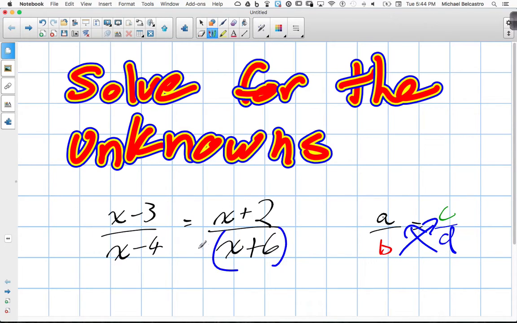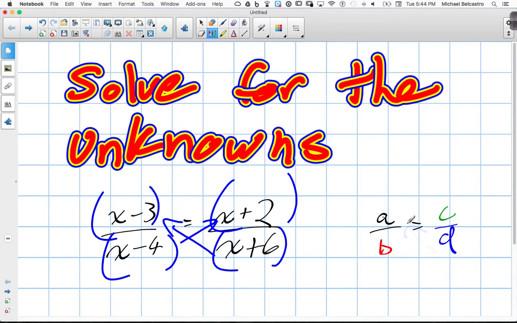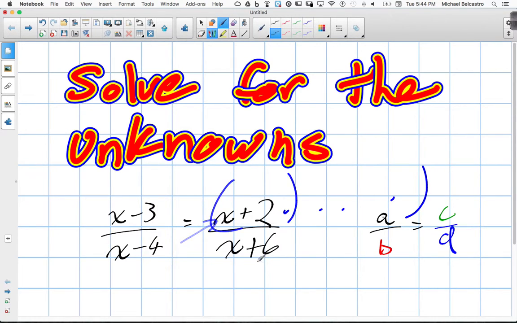So I can take this entire x plus 6 and multiply it by the x minus 3, and the entire x minus 4 and multiply it by the x plus 2, right? And even if there's 3 terms, 4 terms, no matter what it is, I can move the entire top or bottom of something, which you already got here. So let's go into this.